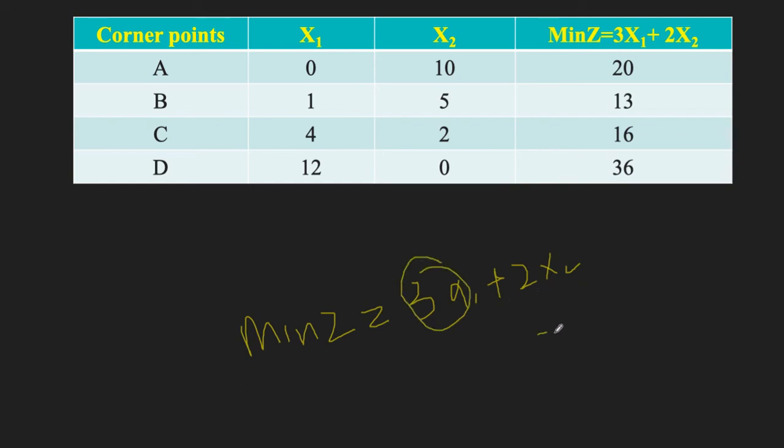This will be how much then, 2 into 10, right? So 2 into 10 is how much? 2 into 10 is 20. So that is what we got here, this 20 value. We have substituted the value of x2 is equal to 10 in this equation, so we have got how much? 20. Now we are going to the point B.